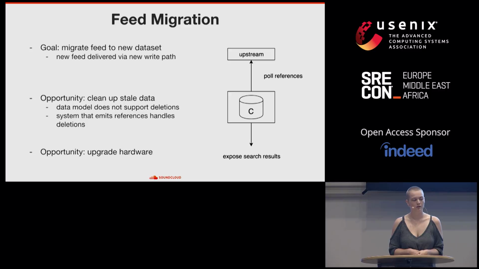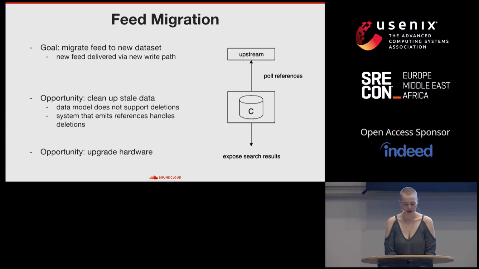And our goal from product was to migrate a feed, so this system has several feeds for different partners, migrate one of the feeds to a different data set with a new catalog of data. And then with small parentheses that this new feed would be delivered through a totally new write path. So it would no longer be polling, but event-based. But at the beginning of the project, this was only a small detail, and we were just supposed to migrate the feed to a new data set.